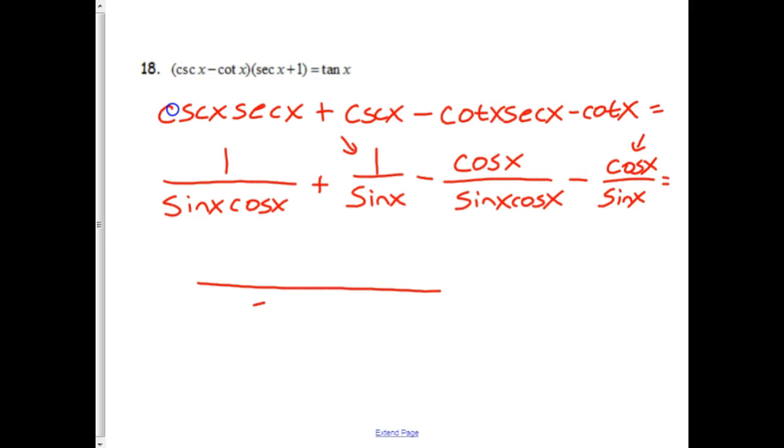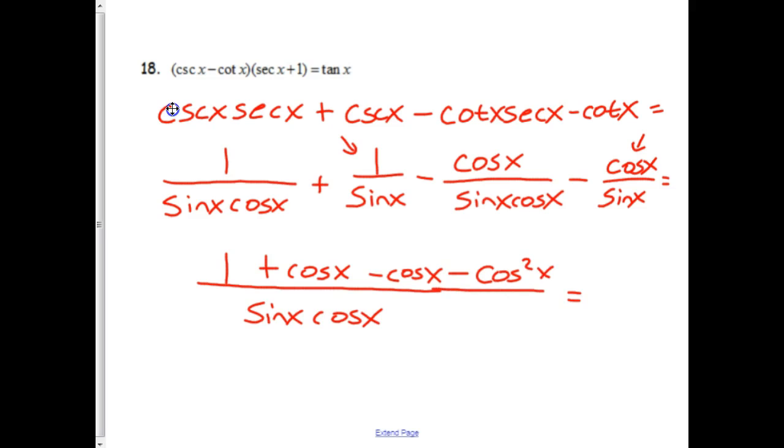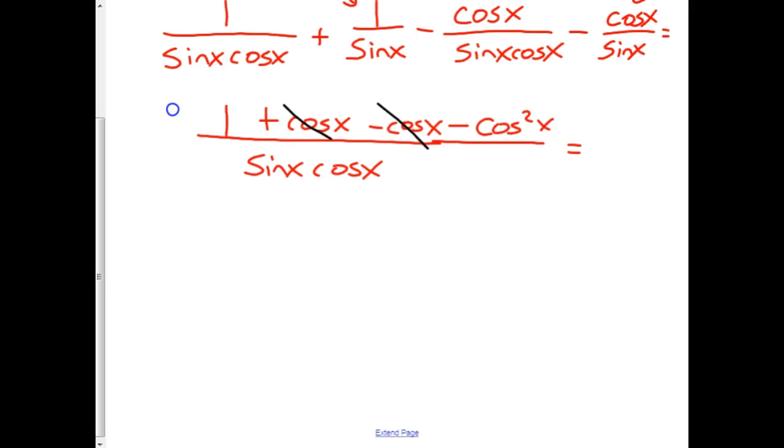Okay, we got sine x cosine x. Didn't do anything to this one, so it's just 1 plus cosine x minus cosine x minus cosine squared x. There we go. Equal sign. All right. Oh, look at this. We can cancel out these two because I got one positive, one negative, right? Okay. And what do we have left? 1 minus cosine squared x.